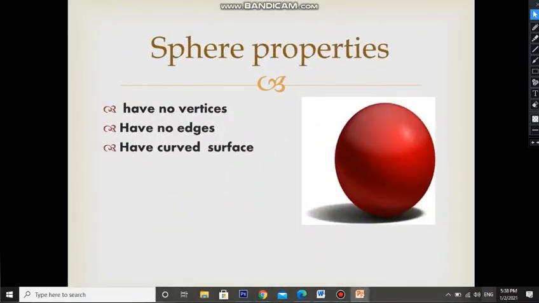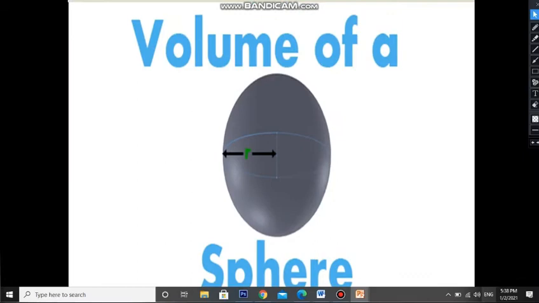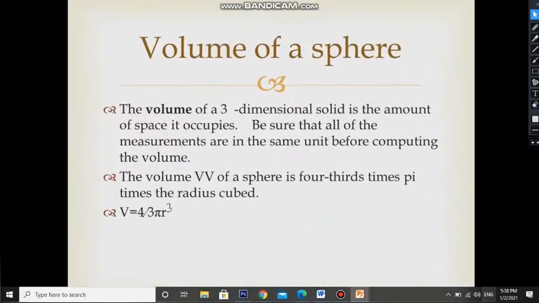Now I want to speak about the sphere properties. It has no vertices, no edges, and has a curved surface. Now I want to speak about the volume of a sphere. The volume of a sphere is the volume of a three-dimensional solid, that is, the amount of space it occupies. Be sure that all the measurements are in the same unit before computing the volume. The volume V of a sphere is 4/3 times pi times the radius cubed. So, V equals 4/3 pi r cubed.